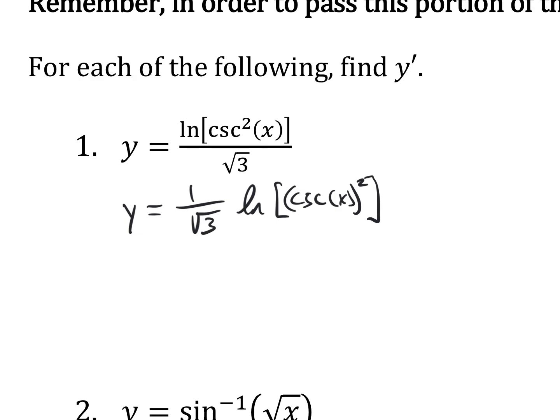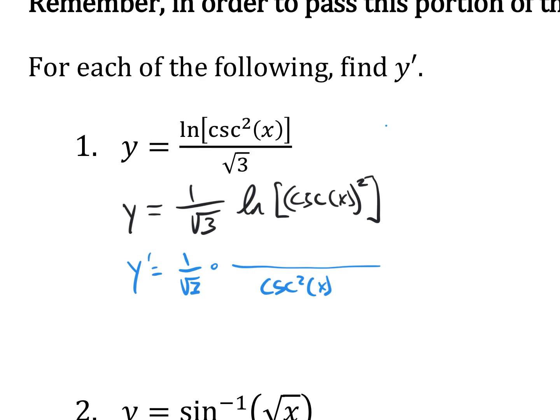Now let's take y prime here. Let me do another color. So y prime, we're going to have the 1 over the square root of 3 here. Now remember, the derivative of natural log is u prime over u. So the derivative of the inside over the inside. So we can copy the inside down, cosecant squared. But we need to take the derivative of the inside here, and that's going to take some chain rule.